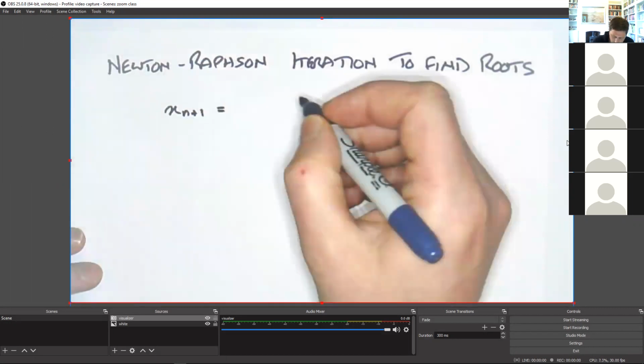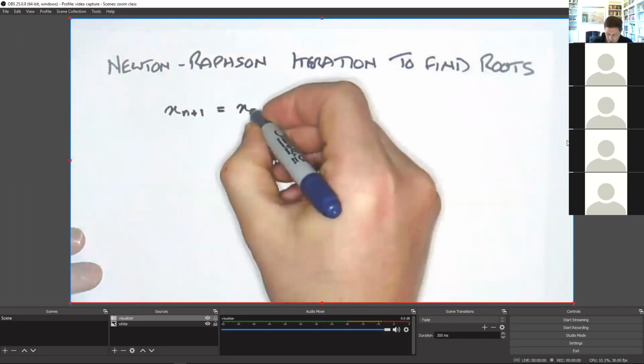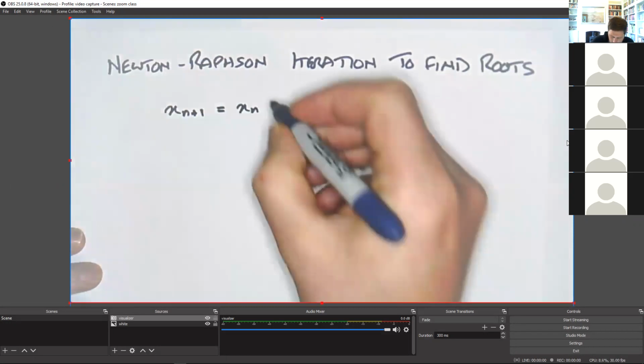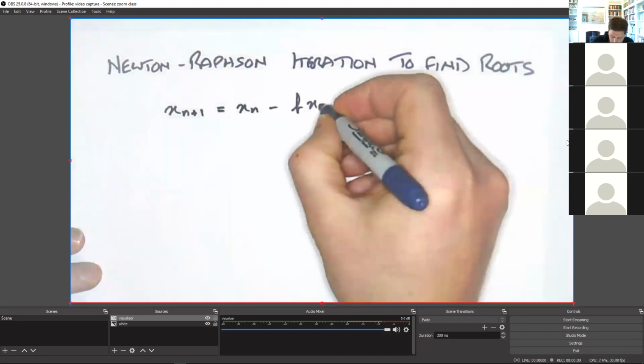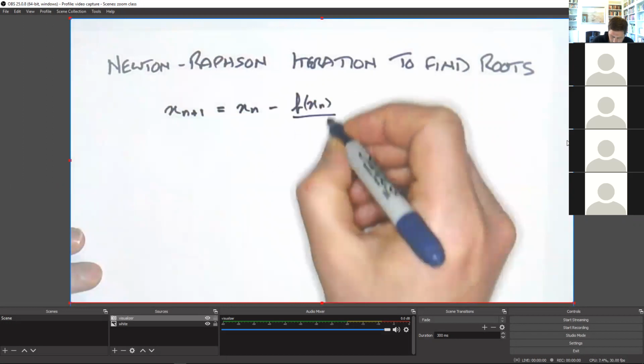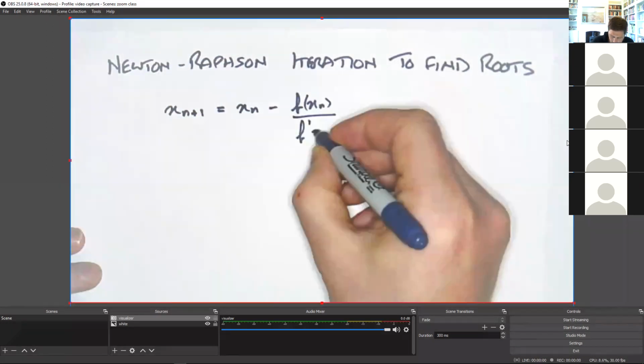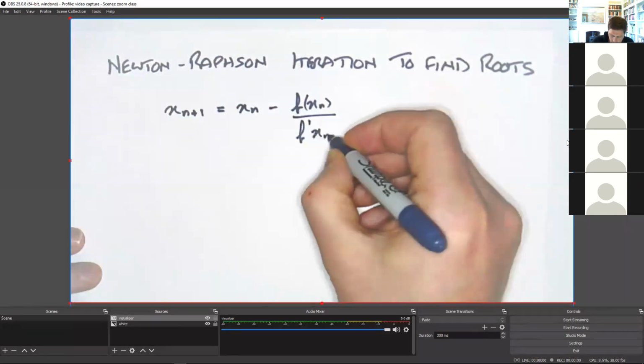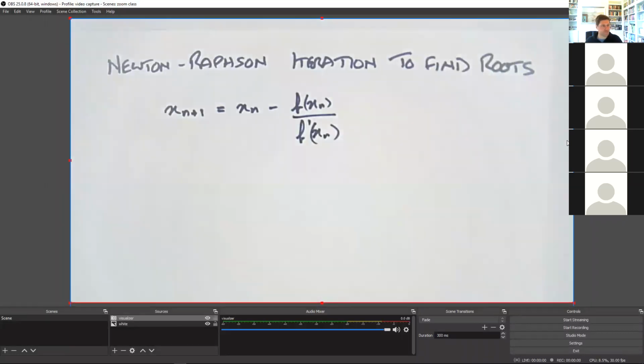You can say, well, the next value of x is going to be equal to the starting value minus the function of xn divided by the derivative of the function at xn. And he did a graphical illustration of why that should work. And it works nicely sometimes. Of course, there are other ways to find roots of equations. There are other iterative methods.